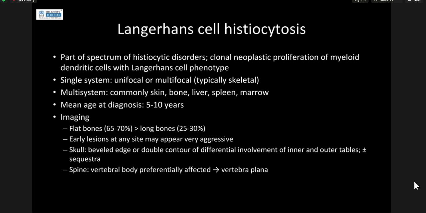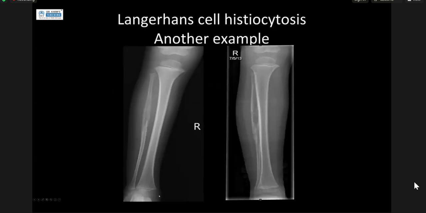Most commonly in exams, you tend to be shown a child with a spinal film or imaging with a vertebra plana, very commonly. So again, this is another example of how aggressive and how different it can look in different bones. This is thought to be an aggressive lesion, quite rightly so. You can see it's very ill-defined. It's causing remodeling of that bone.